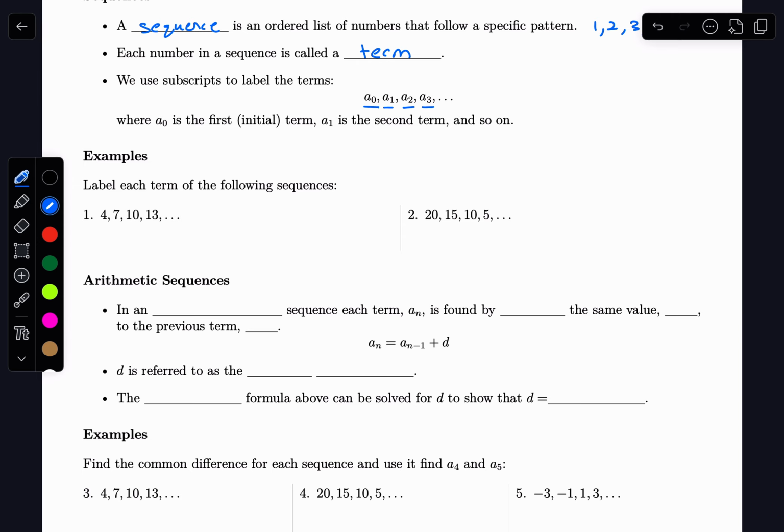So for number 1, we have the terms 4, 7, 10, 13. We are not trying to say anything about the sequence. We're just labeling the terms here. So 4 is going to be A naught because that is our first term. 7 is A sub 1. 10 is A sub 2. And 13 is A sub 3.